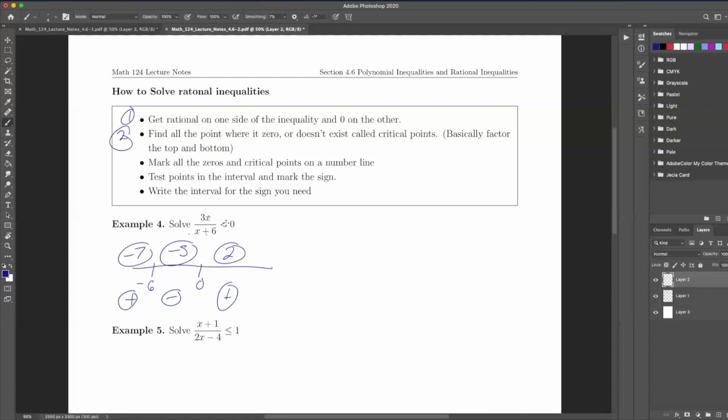What are we looking for? We're looking for the negative answers because I want stuff less than 0. So I want the negative answer, and that's going to be from -6 to 0. Notice we're not including the endpoints, so it'll be from -6 to 0.